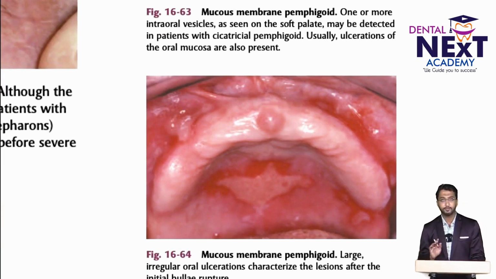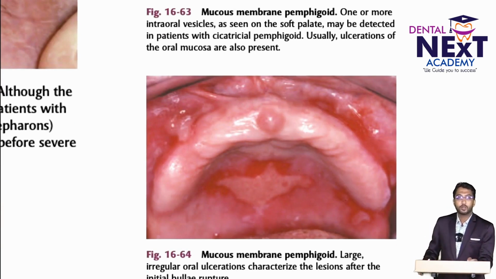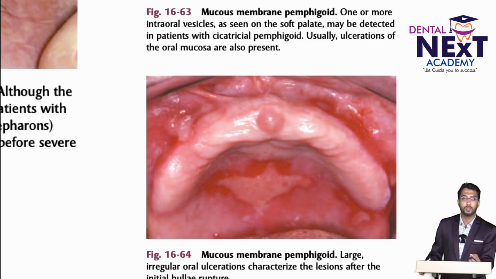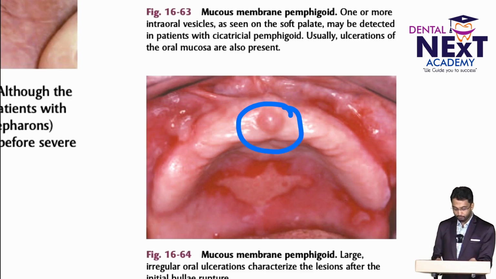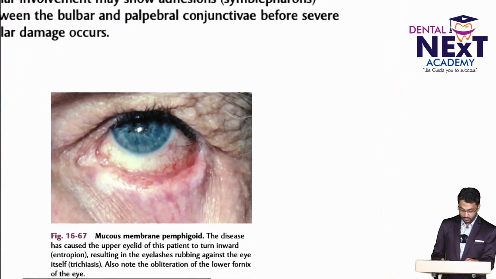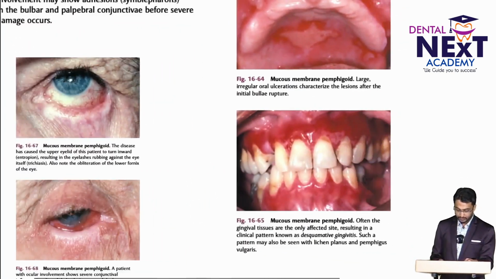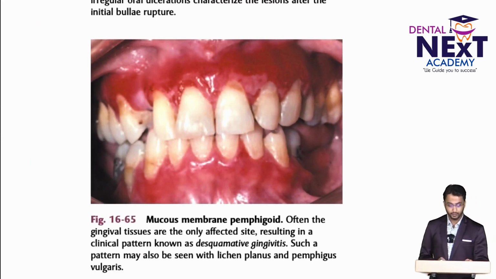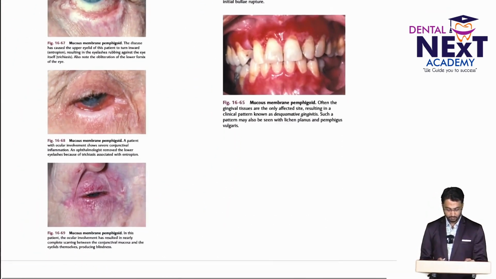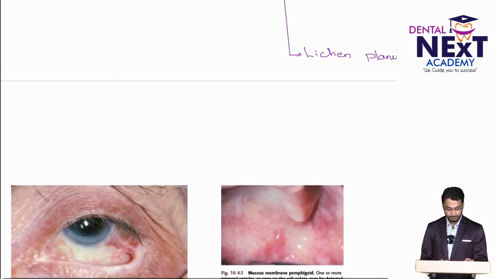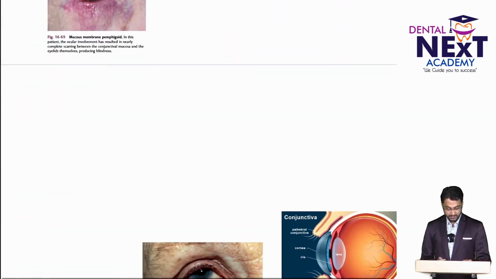Now, if they ask you a question on the vesiculobullous lesions, and they say vesicles or bullae are more common, it's mucous membrane pemphigoid, not pemphigus. If you're confused between pemphigus vulgaris and mucous membrane pemphigoid, please note mucous membrane pemphigoid has bullae, whereas pemphigus vulgaris has erosions and ulcerations. I'll come to that later on. Desquamative gingivitis is seen in mucous membrane pemphigoid as well as pemphigus, but basically it's vesicles and bullae.